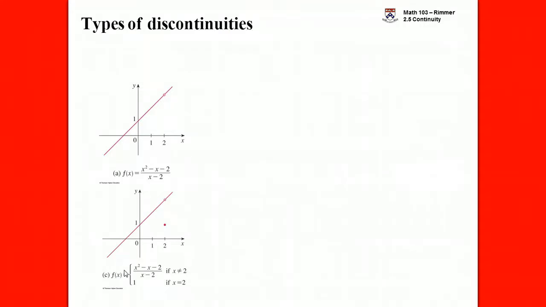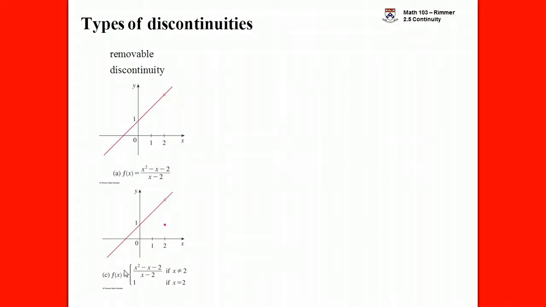But this type of discontinuity has the limit from the left equaling the limit from the right, but it doesn't have the function value being that same limit. And so this is a removable discontinuity. So if you're looking at a graph and you see this, this is definitely a place where your function is not continuous.